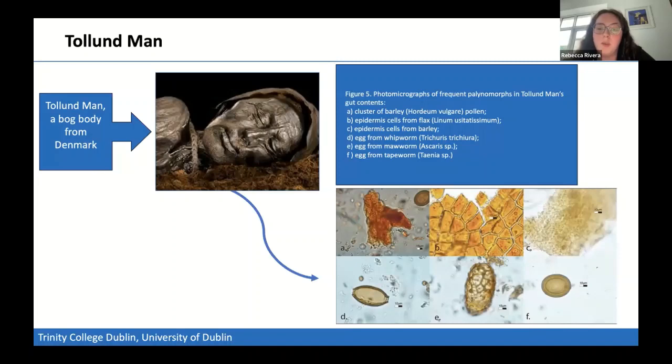But what was also found was MPPs, and that he had parasites. So there were a few eggs found from whipworm, maw worm, tapeworm. On the top row here of the microscope pictures, we have our barley and our food things, and then on the bottom row, we have our eggs. So this is what we're looking for when we're trying to look through our samples. This is just one example of what we could come across, the applications of what we're doing this for.